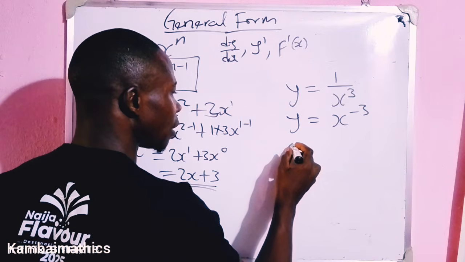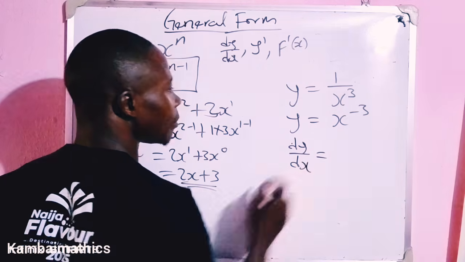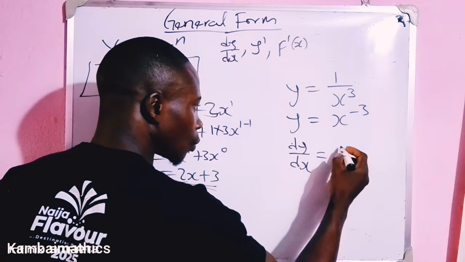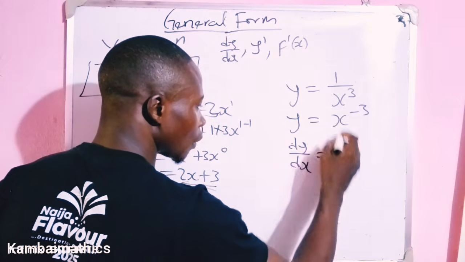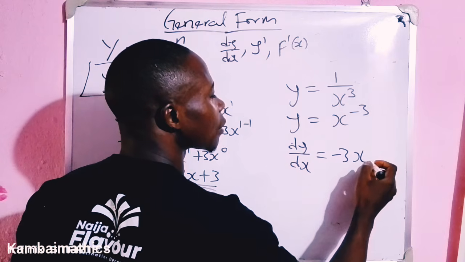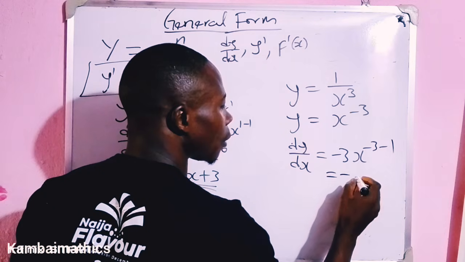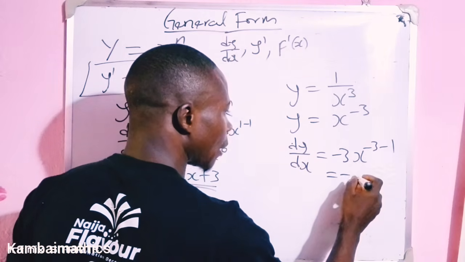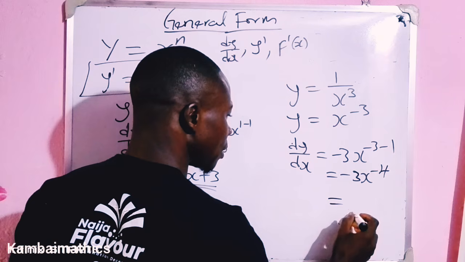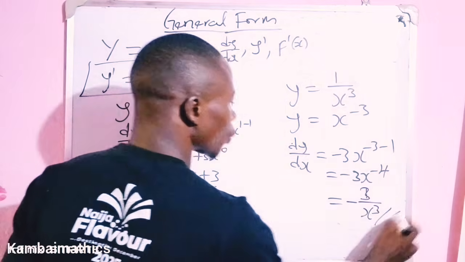This will be the same thing as dy over dx is the same thing as, you bring this one down, so this will give us minus 3x raised to the power of minus 3 minus 1. So this will give us minus 3x raised to the power of minus 4, which is the same thing as minus 3 all over x raised to the power of 4. So you can write it like this.